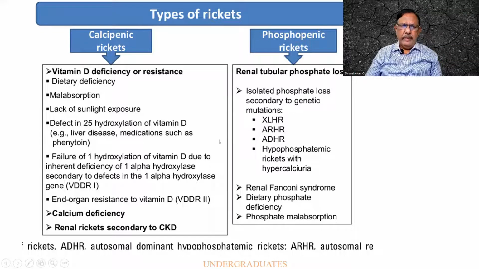25-hydroxylation, etc. are affected. There is a failure of 1-hydroxylation of vitamin D due to inherent deficiency of the enzyme alpha hydroxylase. Also, there is an end organ resistance to vitamin D. Calcium deficiency and renal rickets are the other components of this. This is a little complex, but it is worth its weight in gold. Calcipenic rickets. Phosphopenic, it is mainly genetic, in which you can have disorders such as the Fanconi syndrome.